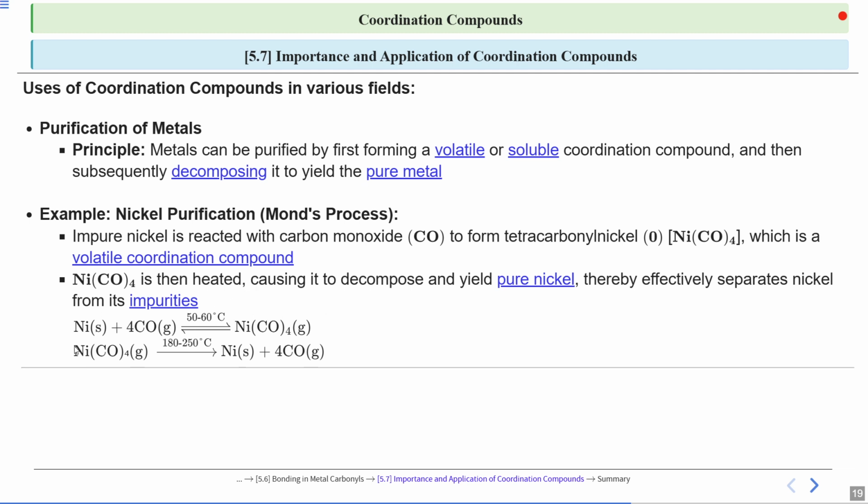In the reaction, our impure nickel first reacts with carbon monoxide in the 50 to 60 degrees Celsius temperature range, forming this complex Ni(CO)4. Now for getting the pure nickel, we heat this Ni(CO)4 in the range of 180 to 250 degrees Celsius, and you get pure nickel from it plus 4 carbon monoxide as a side product. So this is the process of nickel purification, or Mond's process, where we are using coordination compounds.